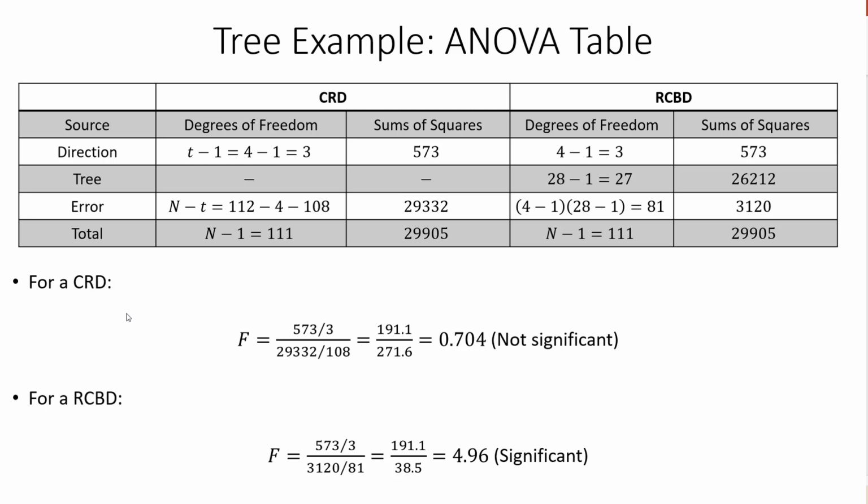So if we ignore the design of the experiment that we have and just do a completely randomized design, we would not get a statistically significant result and would say it doesn't appear there is a difference in the bark thickness based on the direction, whereas if we do it properly, we would say there is an effect of the direction that the trees grow in.